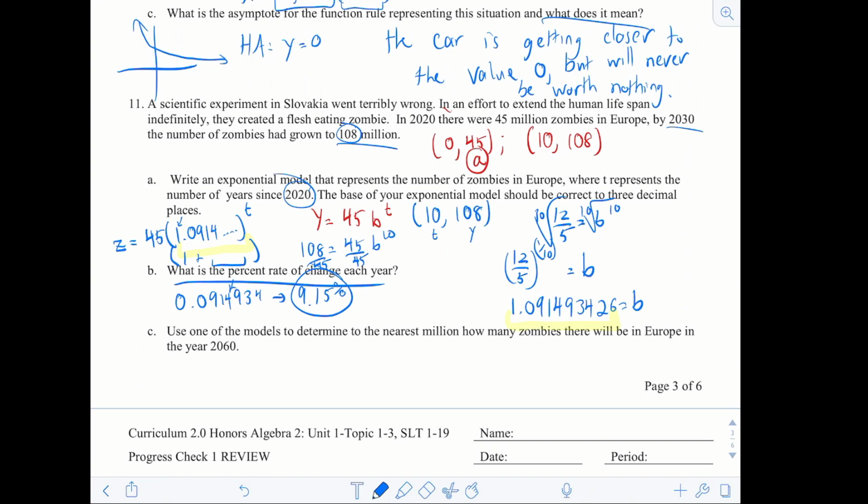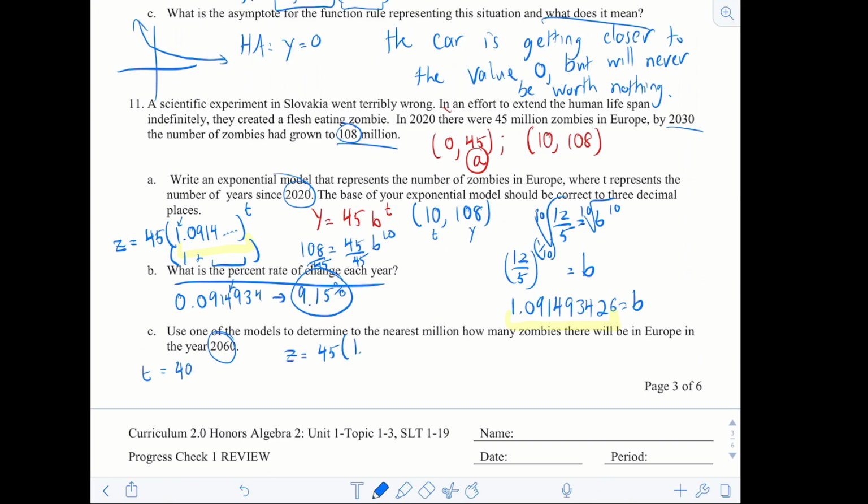And then it says use one of the models to determine the nearest millionth of zombies in the year 2060. So that would be a 40-year difference. So t is equal to 40. Oh gosh, this is going to be large, isn't it? On top of already millions. So word of caution, don't release any monkeys. Or what were the other ones? Just don't do experiments. Just don't release a zombie apocalypse. That would not be good.